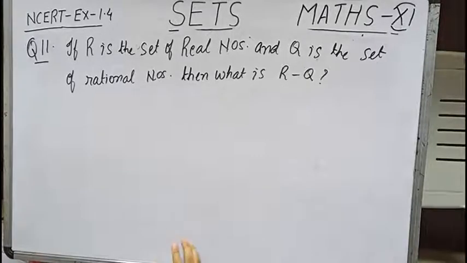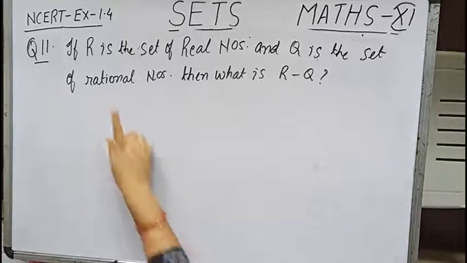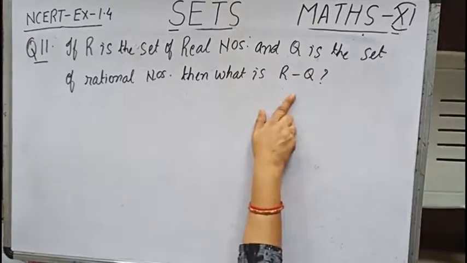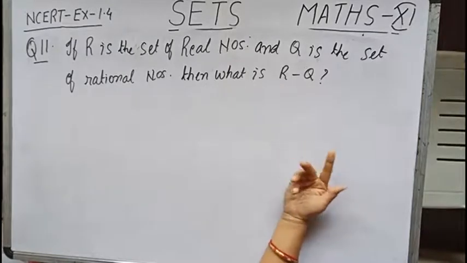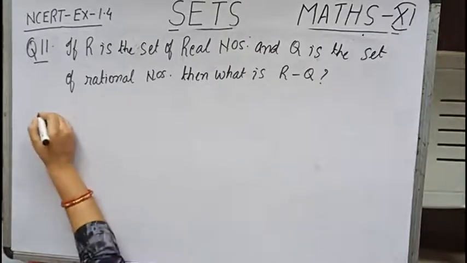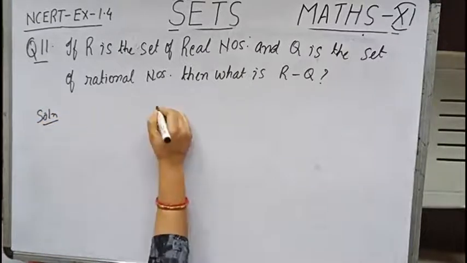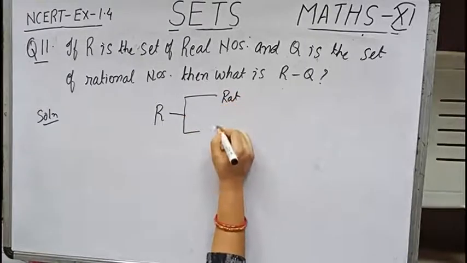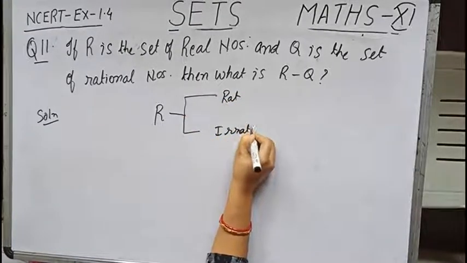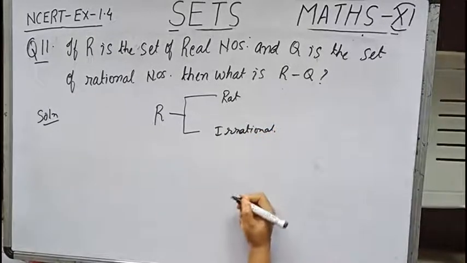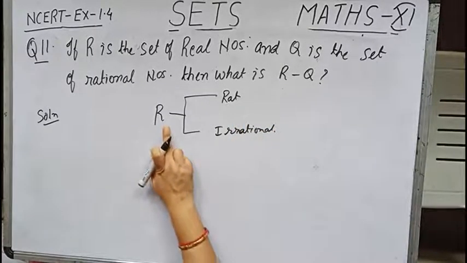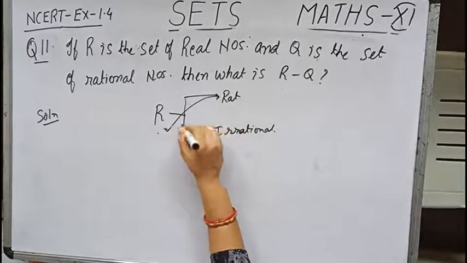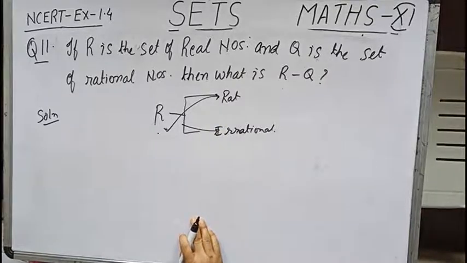Question number 11 says that if R is the set of the real numbers and Q is the set of the rational numbers, then what is the value of R minus Q? Means R minus Q equals to what? Now children, we know that real numbers can be divided into rational and irrational. It means combination of rational and irrational makes the real numbers. So real numbers minus rational will obviously be the set of the irrational numbers.